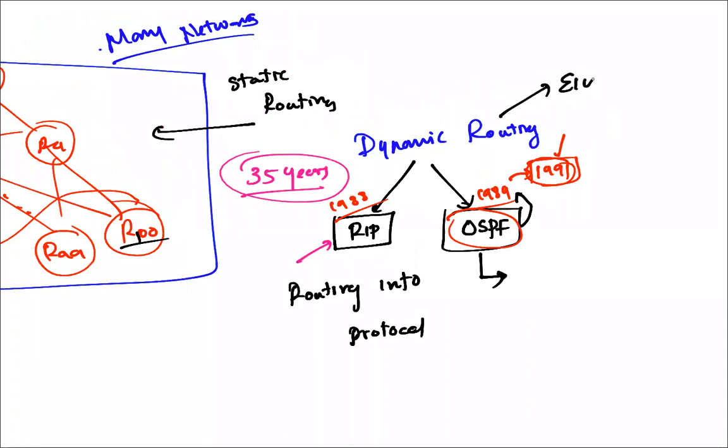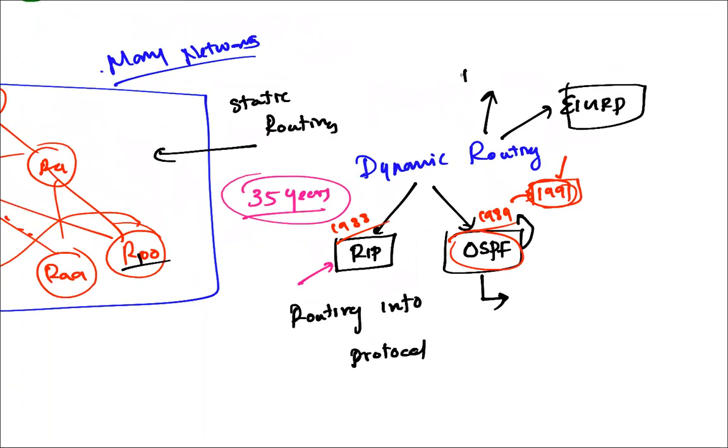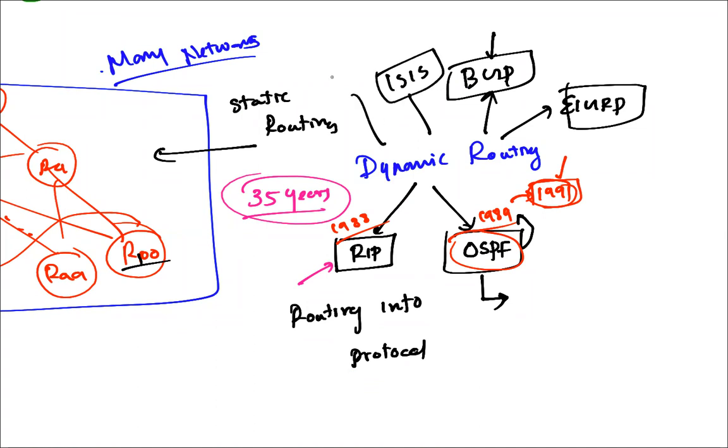Like there is one protocol called EIGRP, which is also very popular and used in many places. And there is one fantastic protocol called BGP, which is the protocol for the internet. If the internet is working for you, if you're joining the Zoom session over the internet, that is because of BGP. Likewise, there are many other protocols, like ISIS and IGRP. All these were developed for the same reason, dynamic routing.